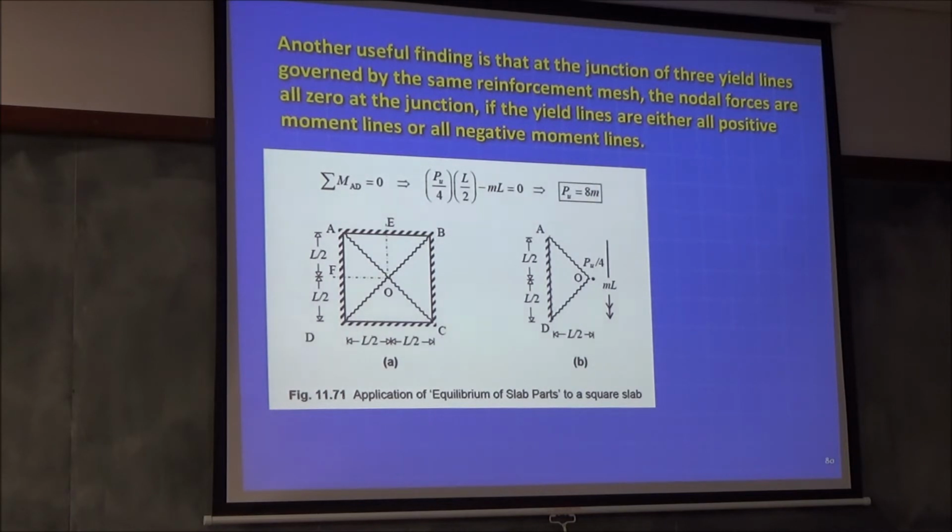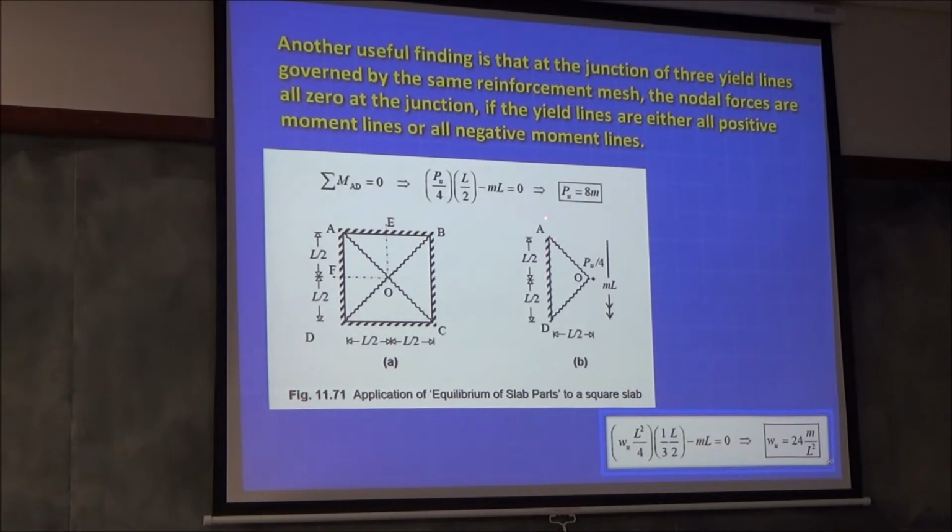And if you take moments about this boundary, the load WU L squared by 4 is having a moment of 1/3 into L by 2. Agree? About this edge. And that is balanced by M into L. Right? This gives you the same answer. You understand? And if you had M dash also, no problem, you get M plus M dash. So it's another clever way of doing the same problem.